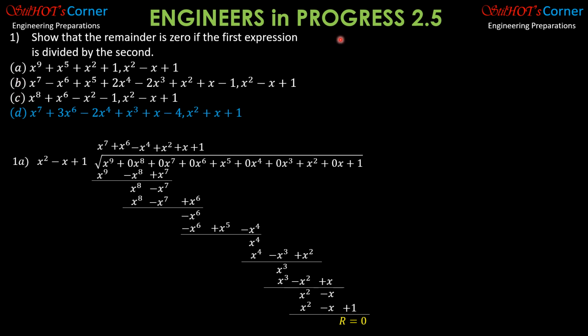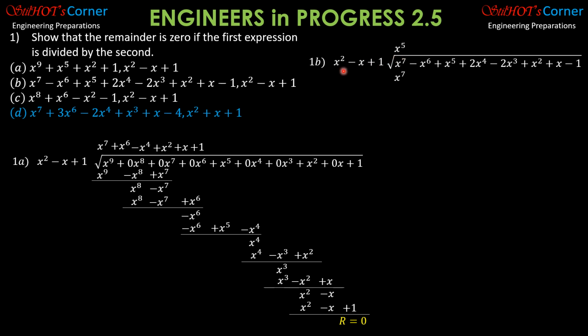For part 1b, the terms are complete. So we just copy these terms here, divided by x squared minus x plus 1. So x to the 7 minus x to the 6 plus x to the 5 plus 2x to the 4th minus 2x cubed plus x squared plus x minus 1 divided by x squared minus x plus 1. So x to the 7 divided by x squared is x to the 5.